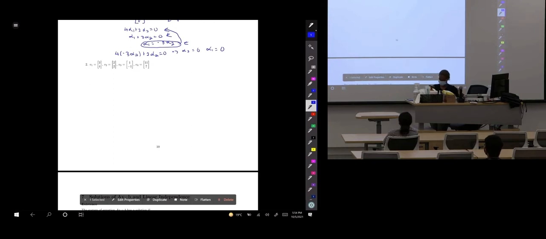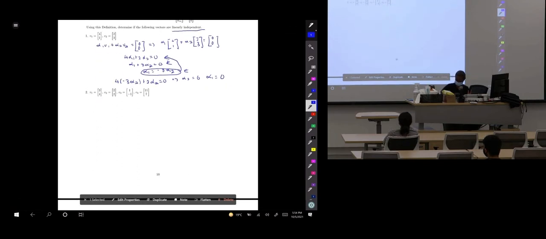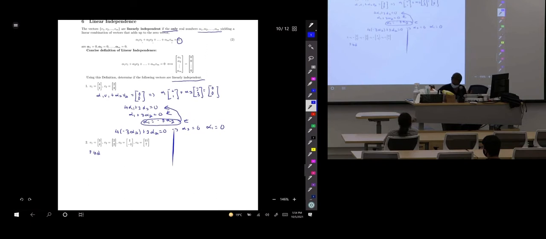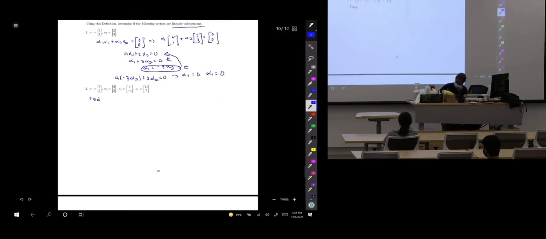So the very first thing that we should have written is that what we're trying to solve for, given the definition of linear independence, is we're trying to find the numbers alpha 1, alpha 2, alpha 3, and alpha 4 such that alpha 1 v1 plus alpha 2 v2 plus alpha 3 v3 plus alpha 4 v4 is equal to 0. That's what we're trying to find, right?